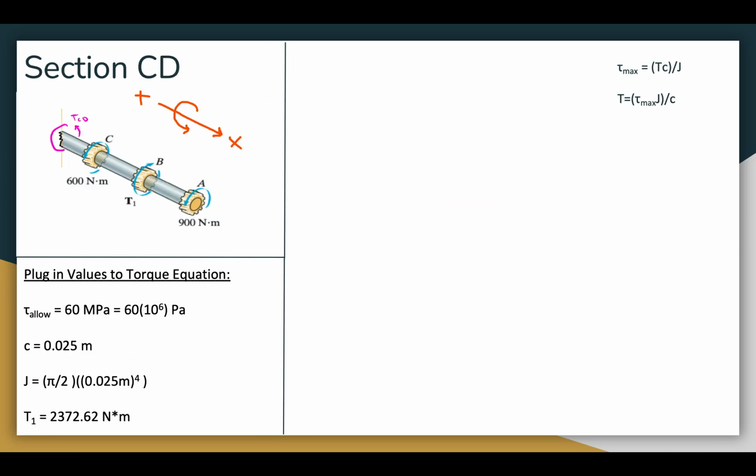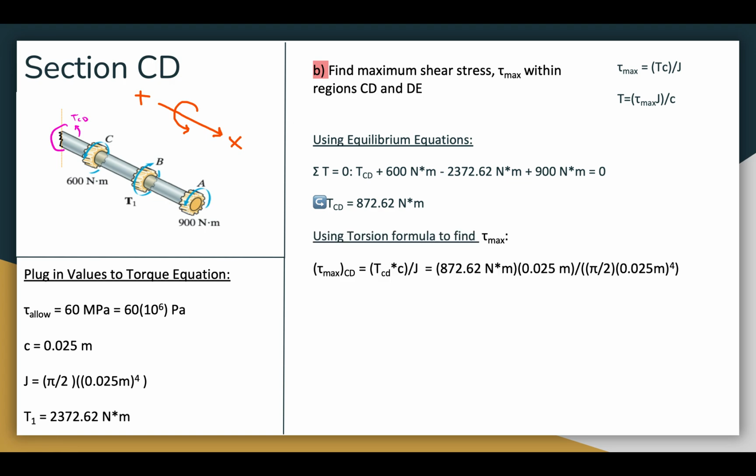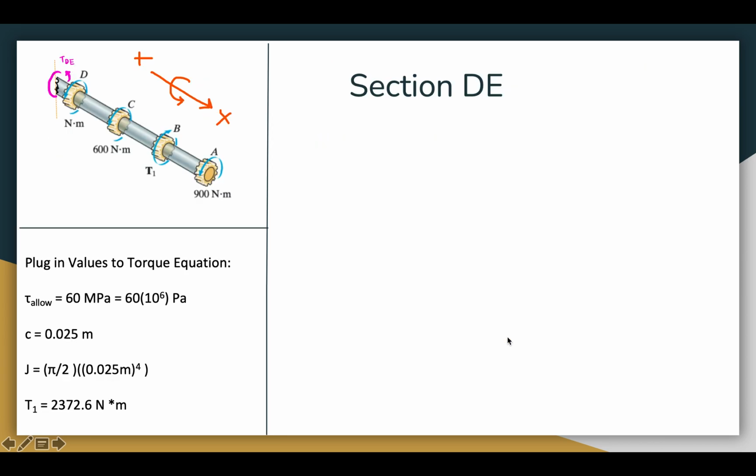kilonewton meters. Okay, and now we have the torque at every gear, which also gives us the torque in every section if we sum the torques in the same way that we did in the last part. We want to find the maximum shear stress in CD. We sum the torques within CD. We get 872.62 Newton meters. We use our torsion equation, and we get a whopping 35.6 MPa.